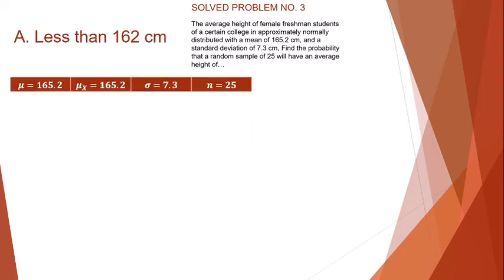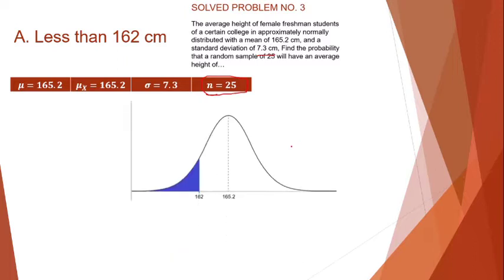The given is the sampling distribution of the sample mean, and the population mean is equal to 165.2, based on the theorem that the sampling distribution of the sample mean must be equal to the population mean. Our standard deviation based on the given is 7.3, with a sample size of 25. Now, this is your normal curve. In normal distribution, the normal curve is always there.